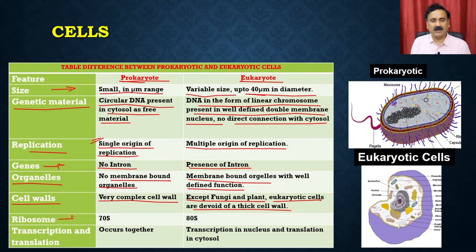Then the ribosomes. Ribosomes are the protein machinery, and they are 70S in prokaryotes, whereas in eukaryotes they are 80S. Then we have transcription and translation. Transcription and translation occur simultaneously in the prokaryotic cell, whereas in eukaryotes transcription happens within the nucleus and translation happens within the cytosol. As we said in the beginning, the genome is present in a well-defined nucleus, which is far away from the cytosol. That's why transcription and translation are not happening simultaneously. Transcription happens in the nucleus and translation happens inside the cytosol.